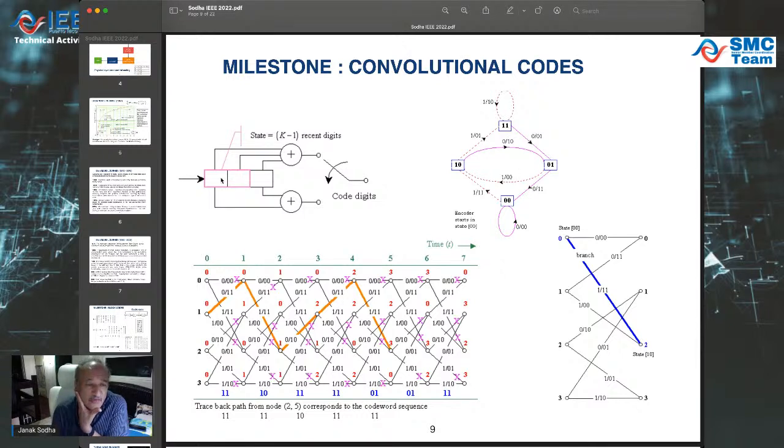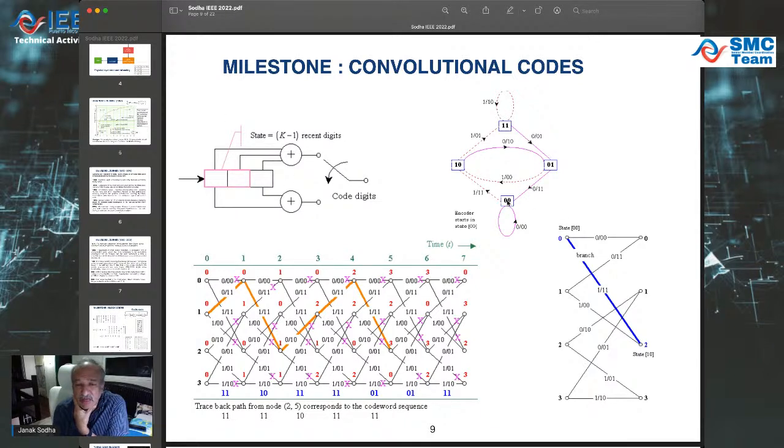If you were to look at the contents of these two shift registers, you can see that there are only 4 possible states: 0 0, 1 0, 1 1, and 0 1. So this diagram is just a nice way of representing how this operates.